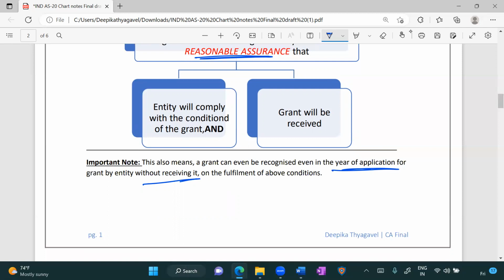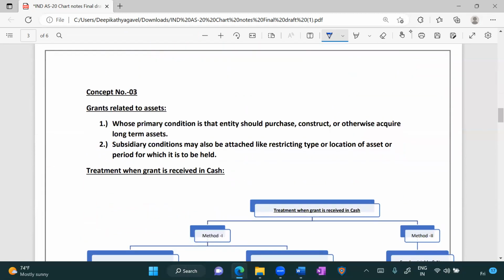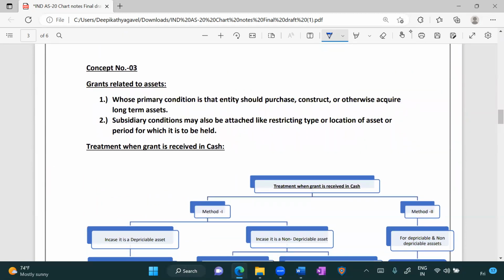The standard says you can still recognize this in your books if you are certain that you will comply with the condition, and if you are also certain that the grant will be received. If both of these conditions are satisfied, even in the year of application, you have still not received the amount. Even in the year of application, you can still book or recognize this government grant in your books, right? So that is all about concept number 2.